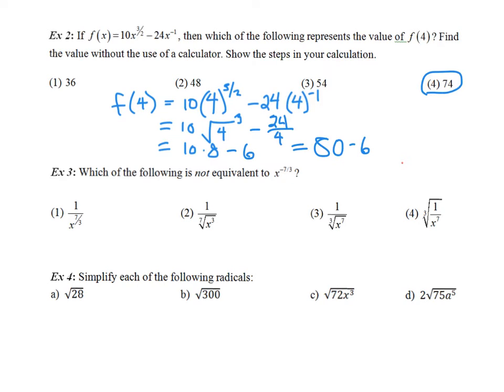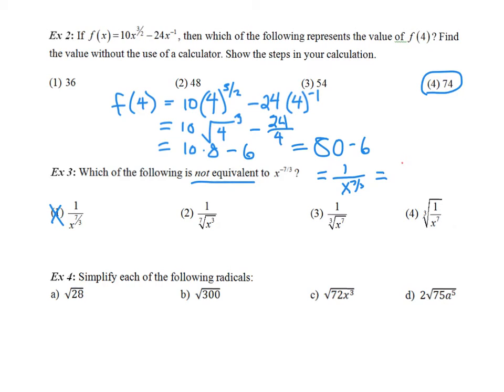In example number 3, we want to know which of the following is not equivalent to x to the negative 7 thirds. So I'm going to think of a few ways to rewrite x to the negative 7 thirds. First of all, let's get rid of that negative exponent. So this would be the same as 1 over x to the 7 thirds. Let's see, is that one there? Yes, it is. So choice number 1 is equivalent.